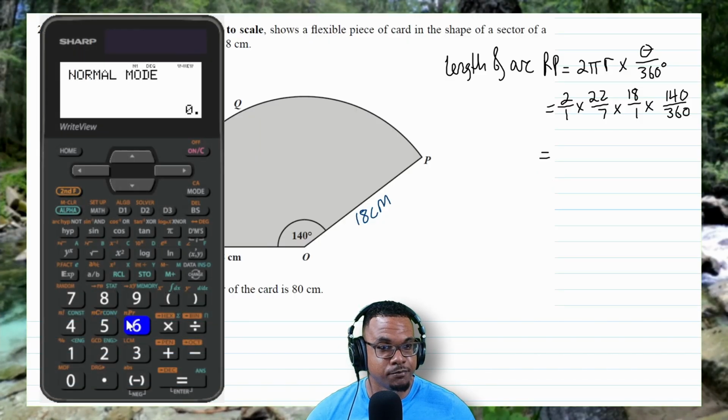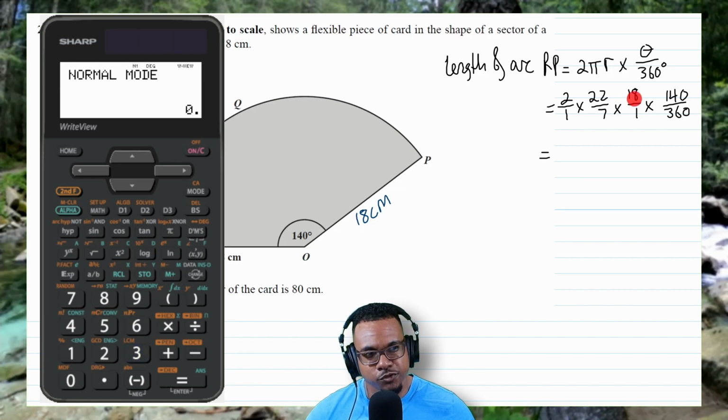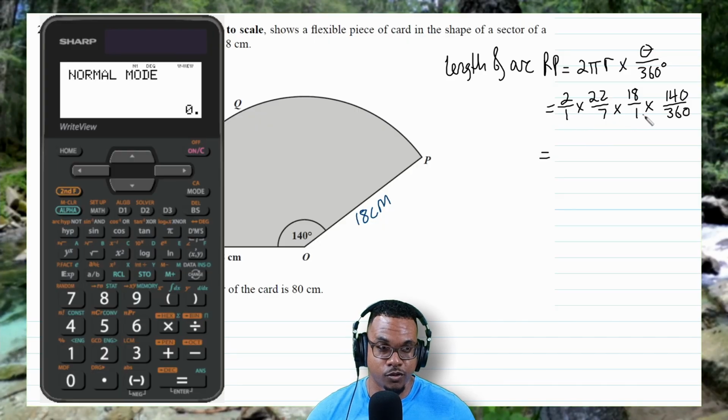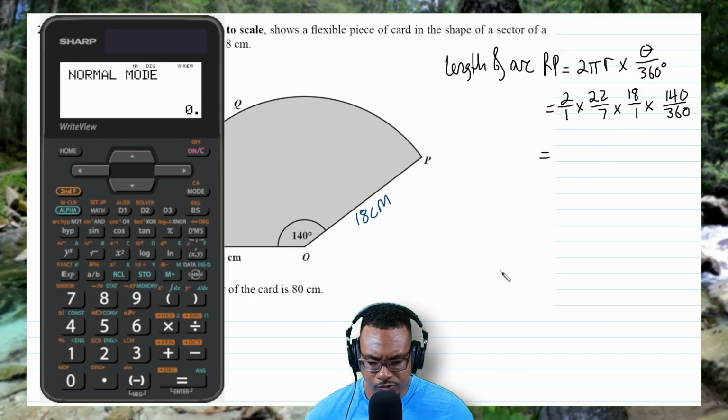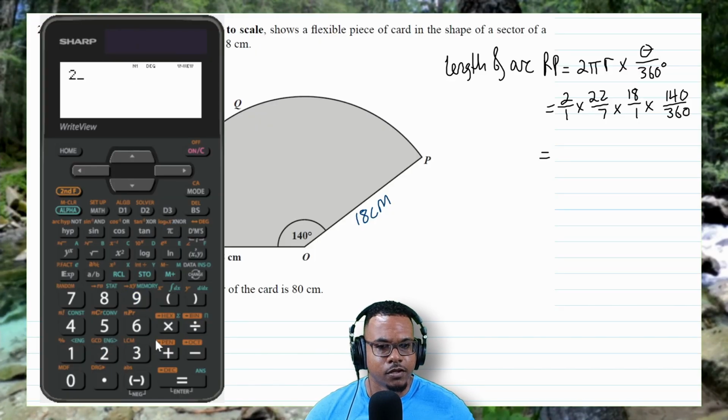I just pulled my calculator up, so I can multiply across with the numerators, 2 by 22 by 18 by 140, and then multiply the denominators, which is 1 by 7 by 1 by 360, and then divide them. Or I could just put the whole thing into the calculator. Instead of putting 2/1, I'll just put 2, multiply by pi, which is 22/7. So for this one, I'll put 22, use the fraction button, over 7.